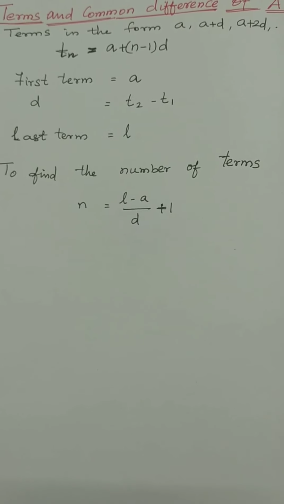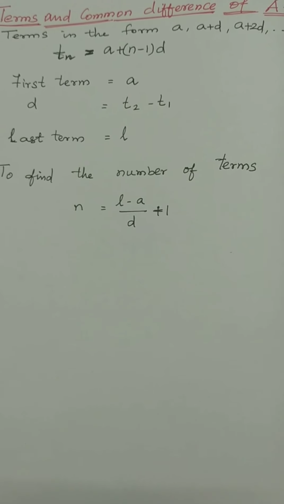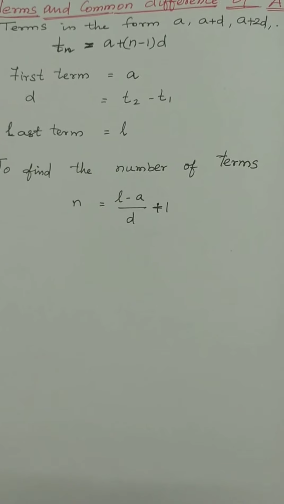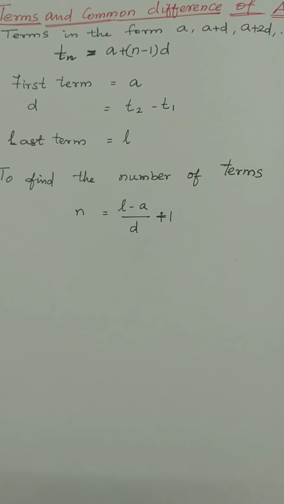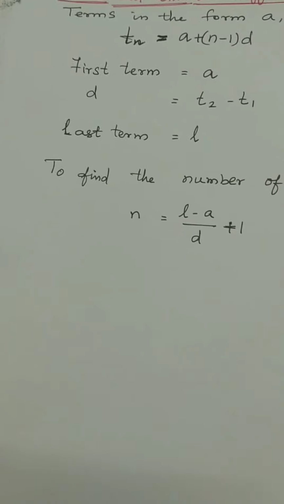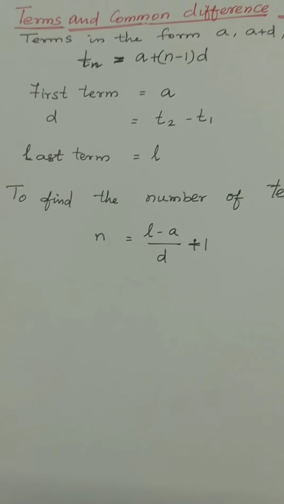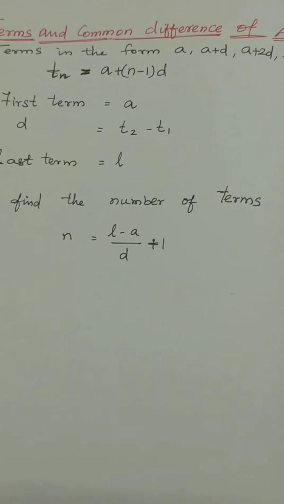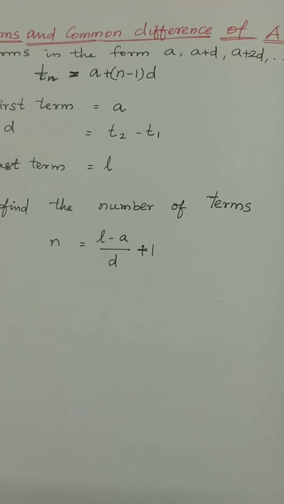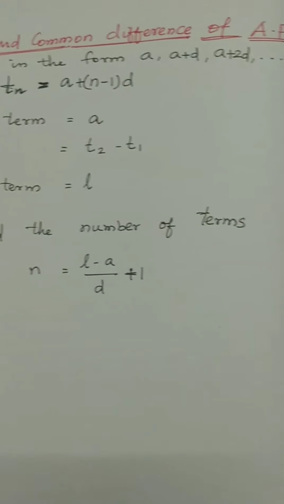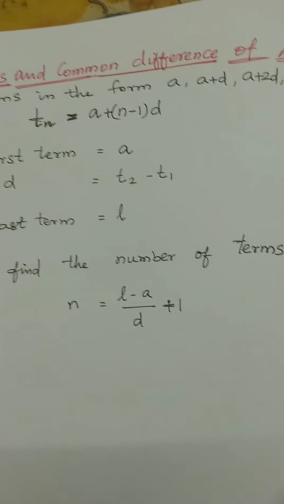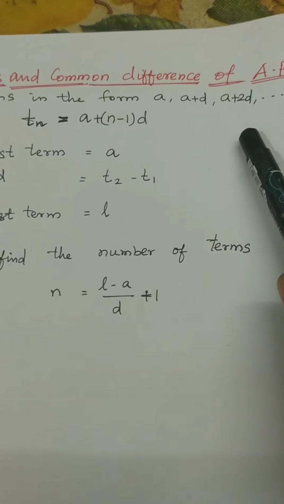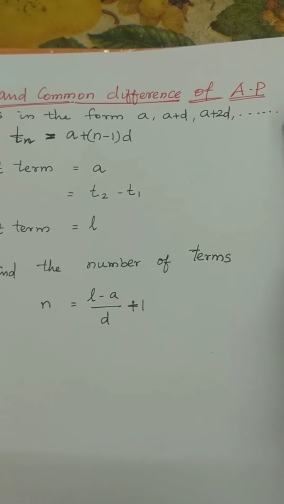In the last class, you have seen the arithmetic progression. In that arithmetic progression, you have seen the terms and common difference of AP. First, terms in the form of A, A plus D, A plus 2D, and so on.